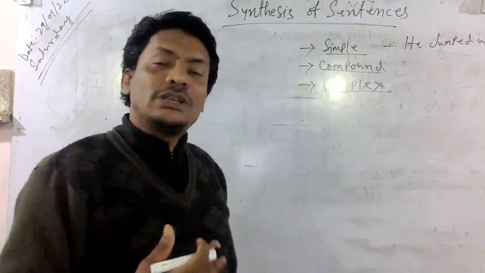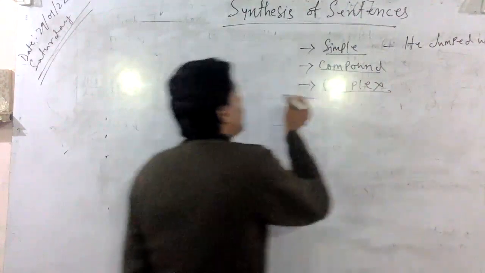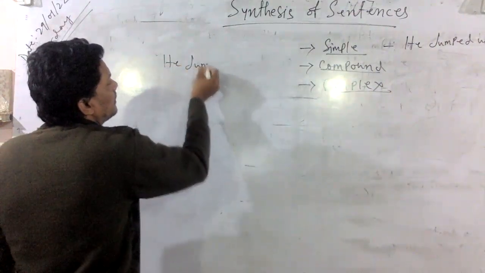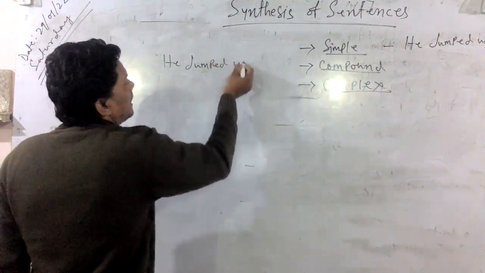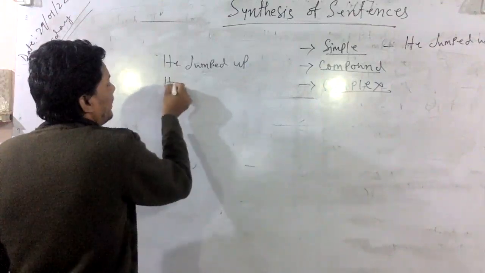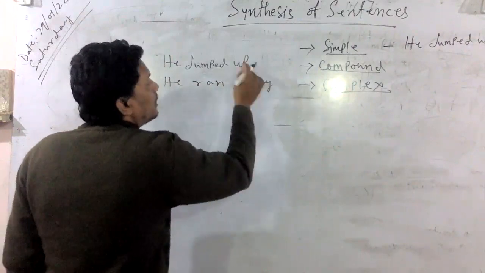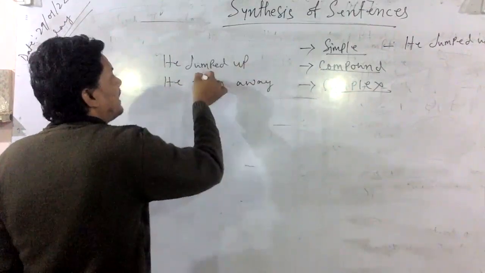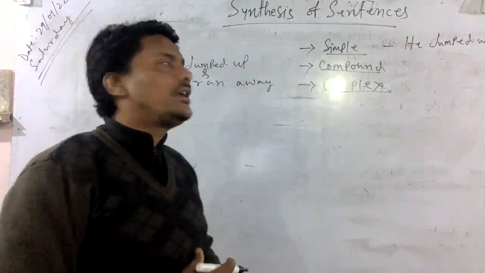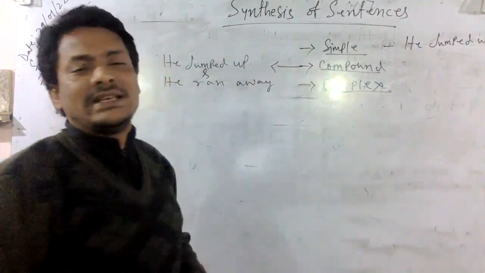If I talk about a compound sentence, what do we say? We can point out: he jumped up. Thereafter, you can also say he ran away. Or you can say: he jumped up and he ran away. Look into it. What do you find out? Now you would find out a compound sentence.